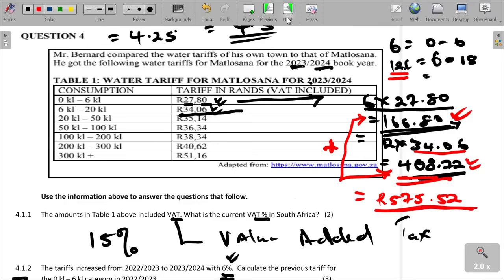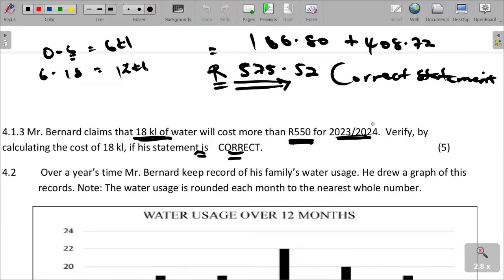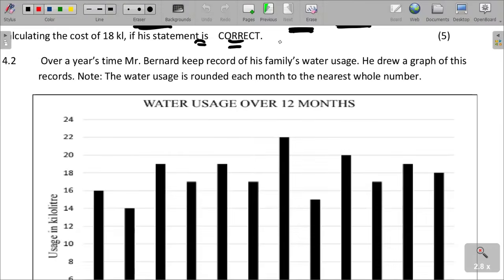It is more than 500 rand, which is claimed. So the statement is correct. Correct because the statement says it's more than 550, which is correct.